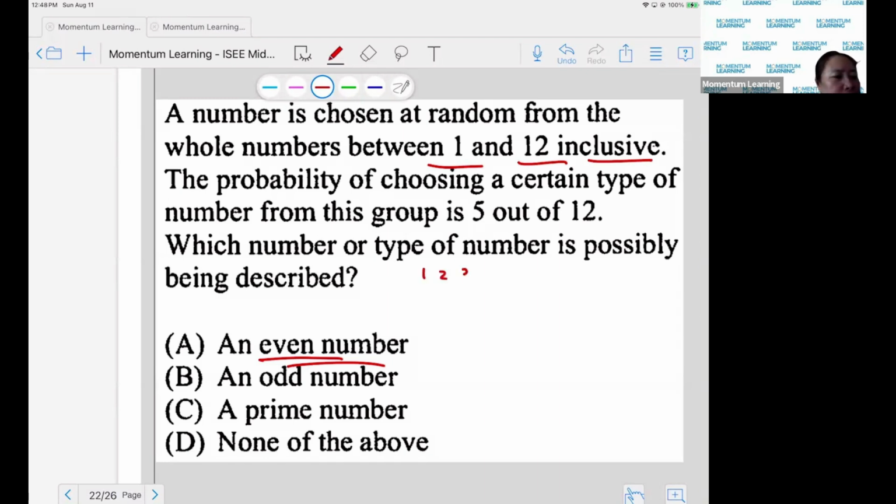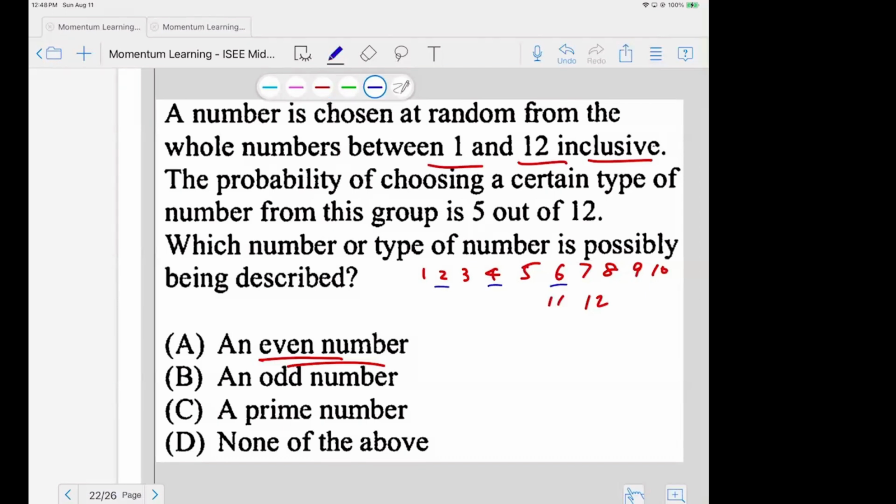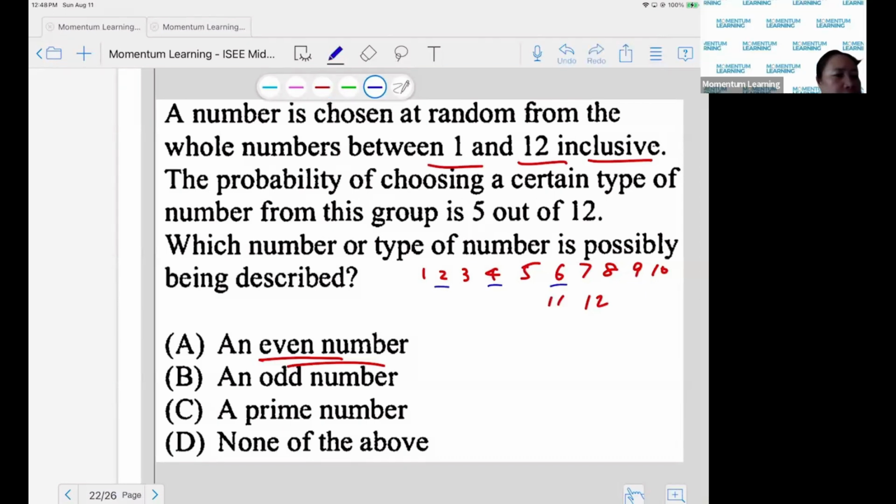1, 2, 3, 4, 5, 6, 7, 8, 9, 10, 11, 12. It's 50%, right? So it will be 6 out of 12. So it's not 5 out of 12. So A is wrong. And odd is the same. It's 50%, not 5 out of 12.